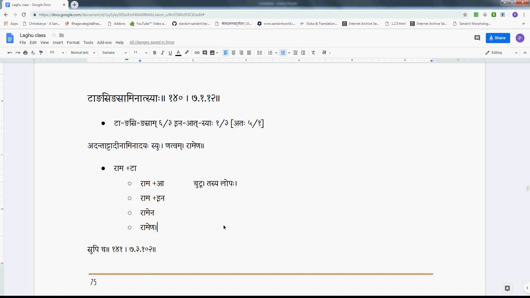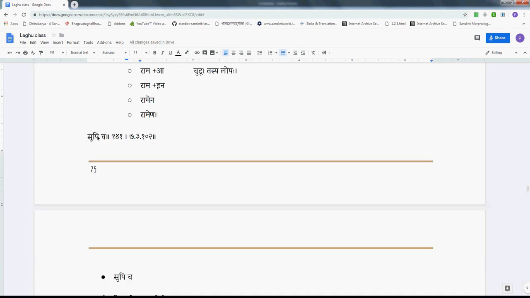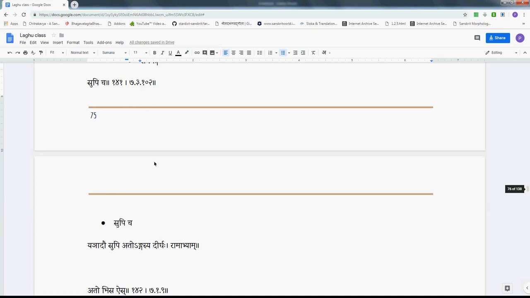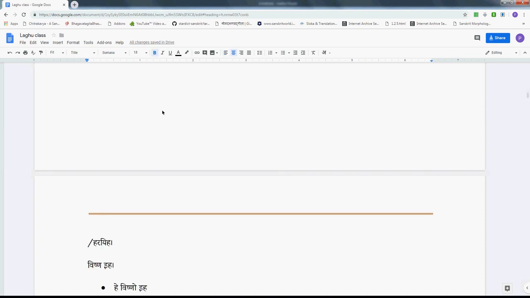So we'll look at the other forms in the next part. When bhyam is added, what happens? Supicha, something will happen. We'll see for bhyam: supicha dirgha, angasya dirgha bhavati. Therefore Ramabhyam becomes Ramabhyam, and once you derive Ramabhyam, you get three forms in just one derivation. Okay, we'll stop here. We'll continue in the next part on Thursday.